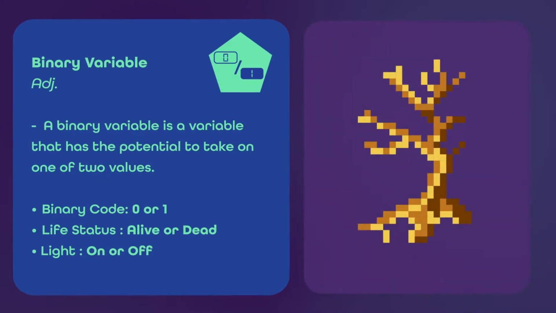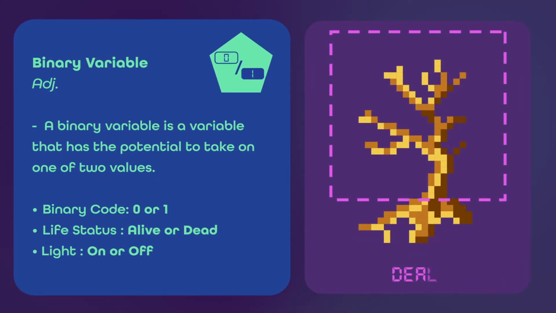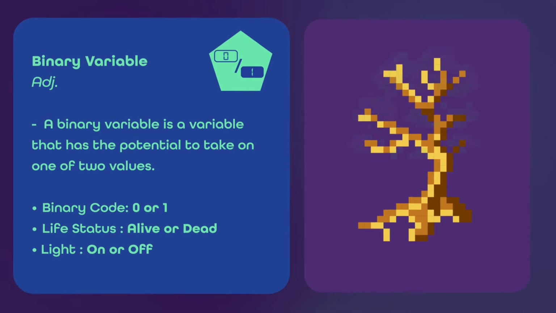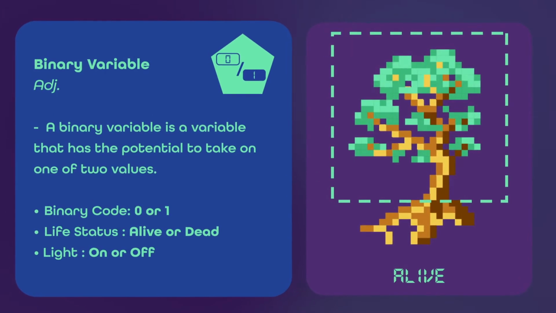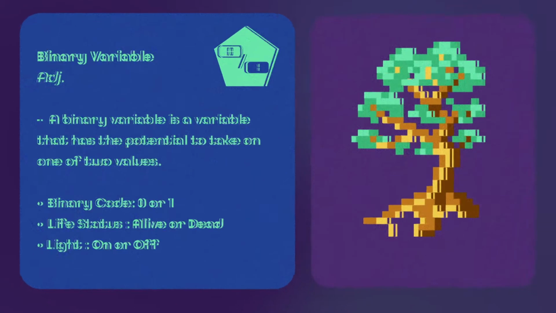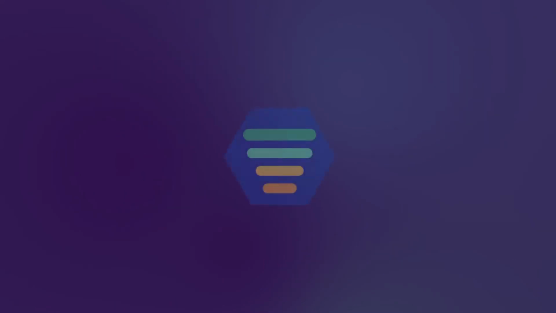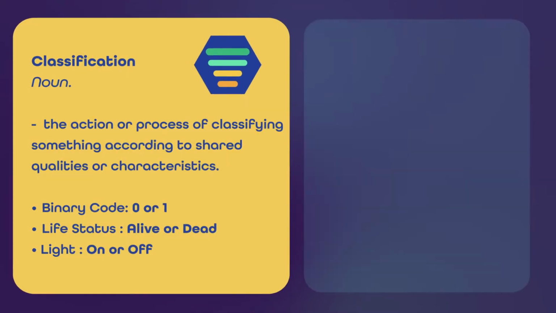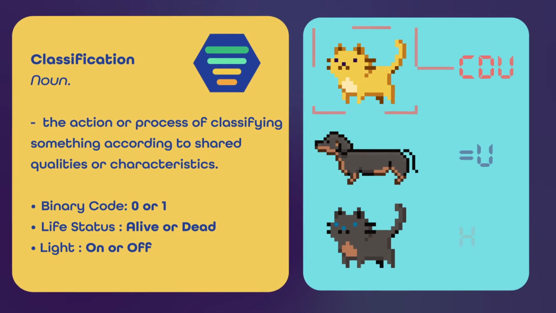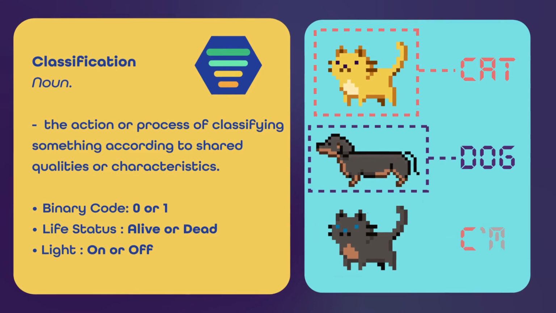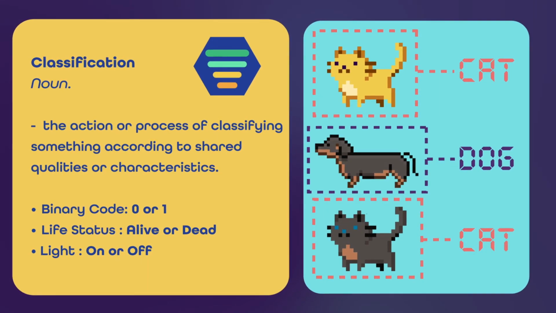Binary variables are variables that only have two unique values. For example, a tree with the variable life status can contain only dead or alive. Fifth, classification. Classification is a type of supervised machine learning where the output is a category. For example, in this set of pictures, each is labeled as either a cat or dog, depending on the image content.